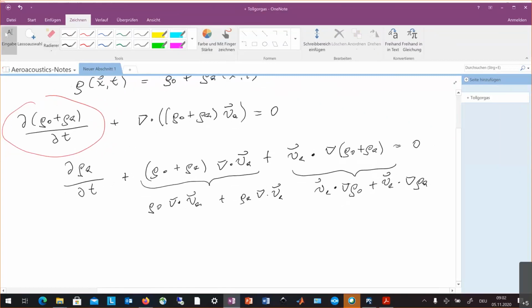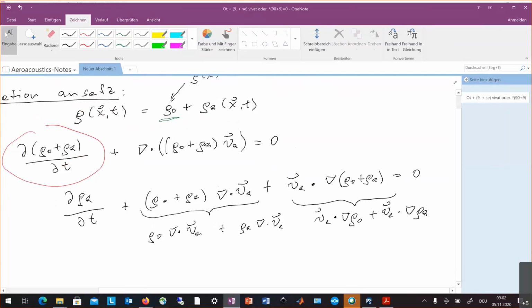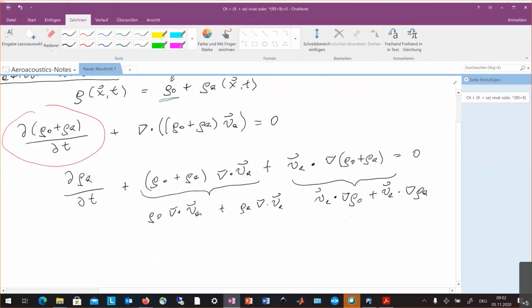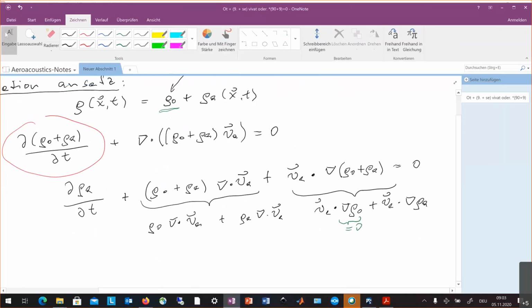And now you have to decide how you go on and which model you really have in this sense. We have assumed, and this is a very important part, that the mean density is a constant value, which means for our case that this part here is 0. Because when you take a derivative of a constant, that is always 0. And therefore what remains are, in our case, these 3 terms.